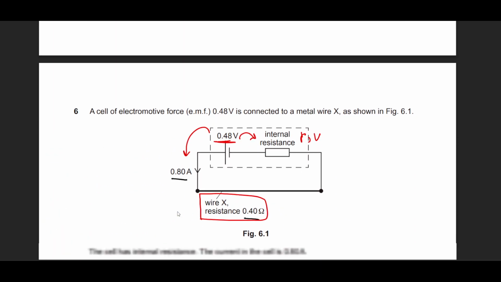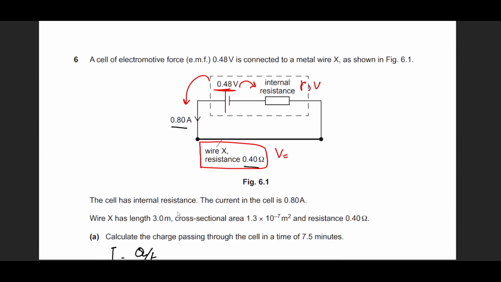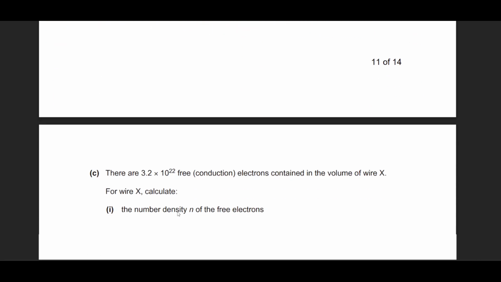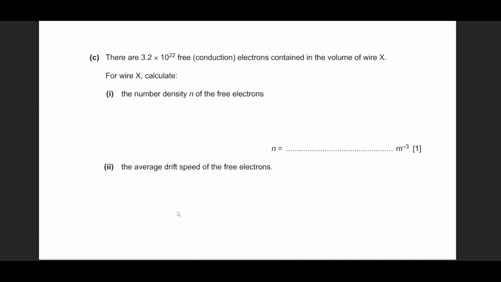What you could have done alternatively is find the voltage consumed by the wire, which could have been 0.8 multiplied by 0.4, and then subtract that to find the voltage of the internal resistance. Then you could have used the formula V square over R, although the internal resistance matters are not required. But just for the sake of practice, you could have done that as well. Okay. All right. Then we have the next question. There are this many number of free electrons contained in the volume of wire X. We have no idea what the volume of the wire is right now, but let's say that this is meter cube and this is the charge density N.